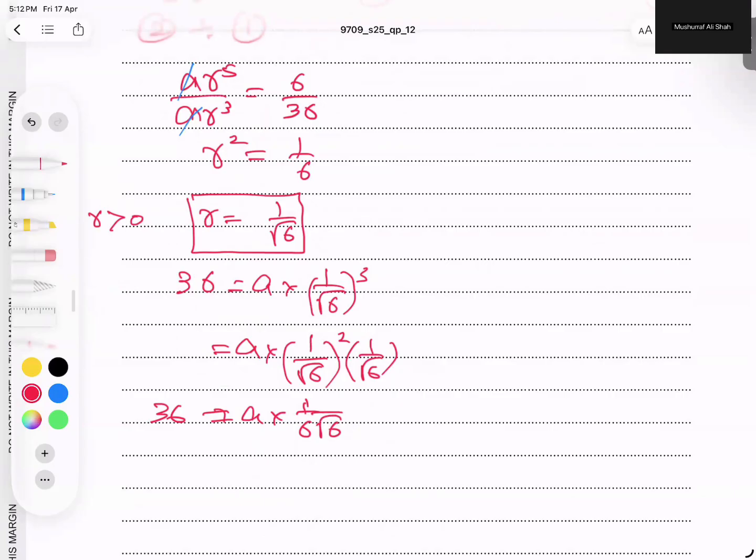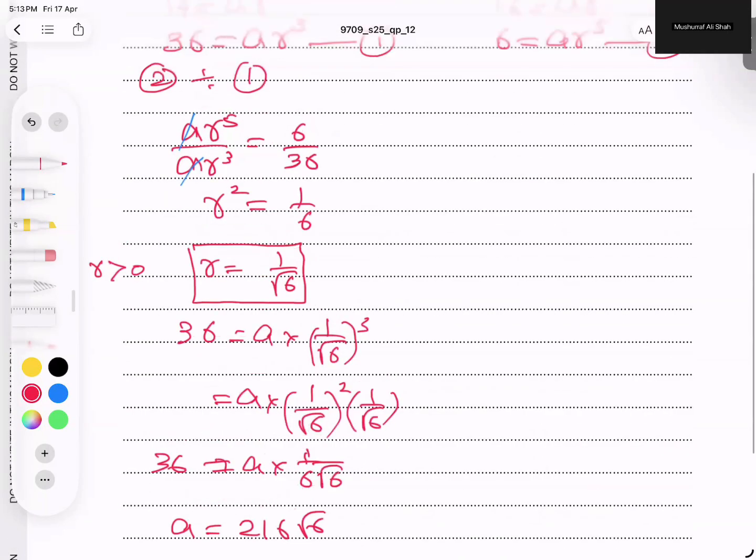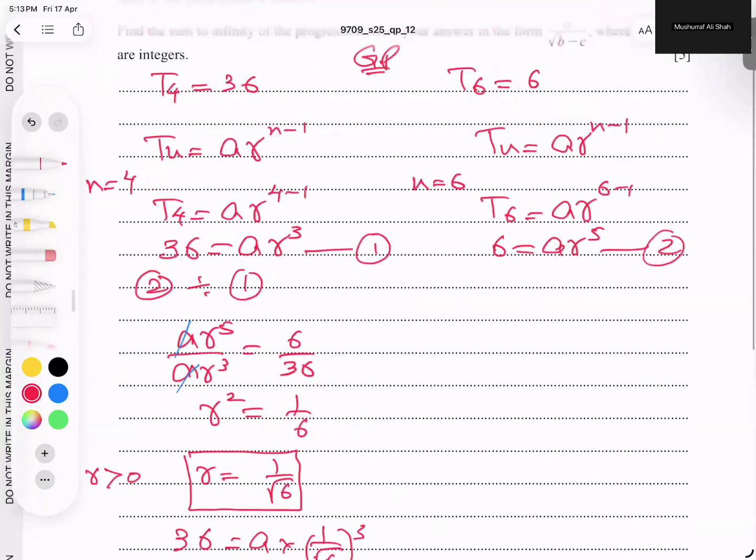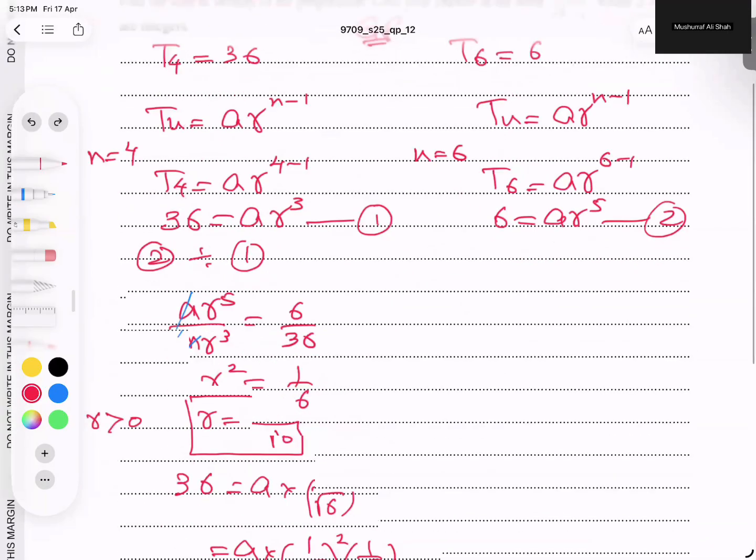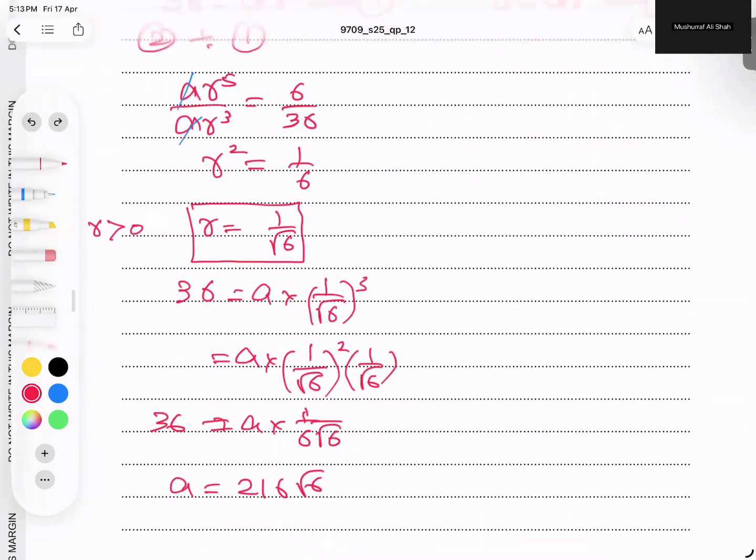So 36 into 6 into root 6. We are looking for, 6 into 36 gives you 216. So A becomes 216 root 6, we got an exact value. And why am I looking for an exact value, students? Because look on top, I need root form. That is why I'm looking for exact values. So this is also done, students.